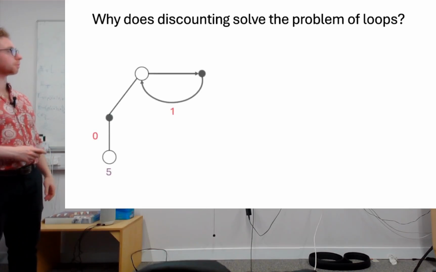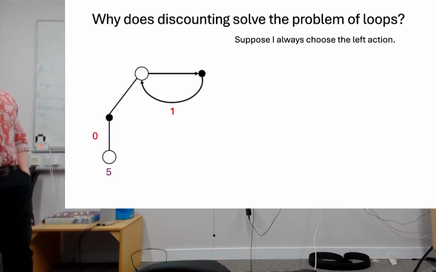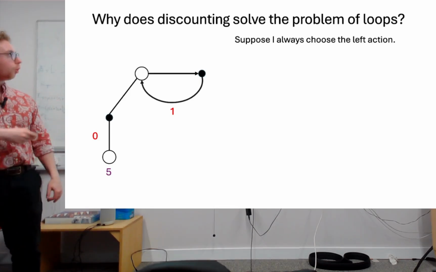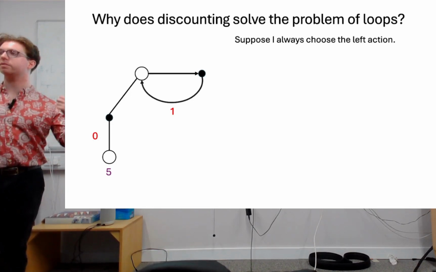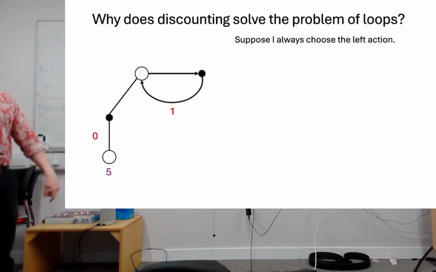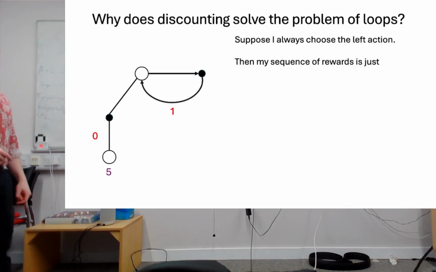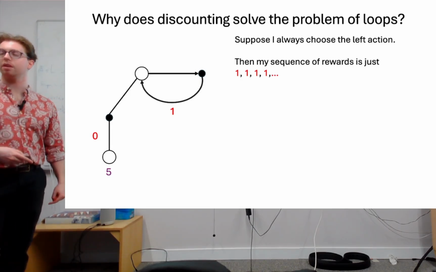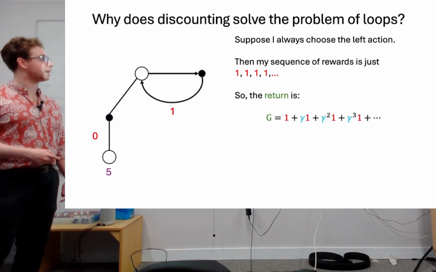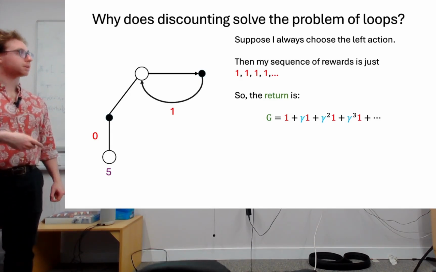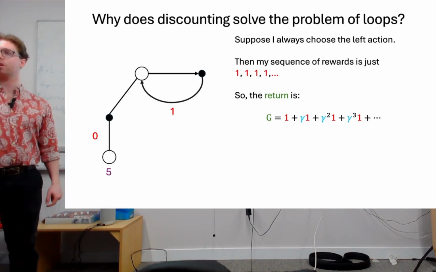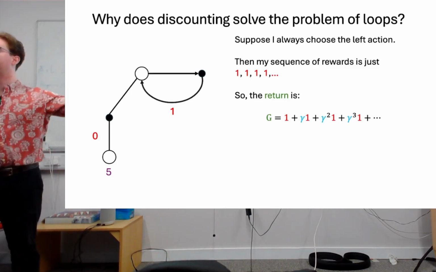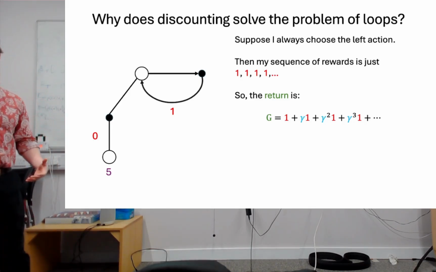All right, how does this help? How does this solve the problem of loops? Suppose that I just keep going left infinitely. I always choose this, and I keep going round and round. I want to know what the return is, i.e. the discounted sum of rewards I'm going to get from just going round and round and round. So the sequence of rewards is just going to be 1, 1, 1, 1, on and on forever. My return is going to be 1 plus gamma times 1 plus gamma squared times 1 plus gamma cubed times 1 plus gamma to the 4 times 1, where at each time step in the future, I pick up another discount factor. Everyone follow?